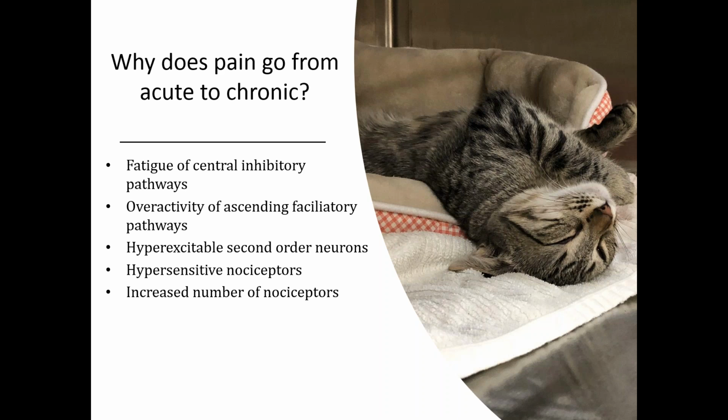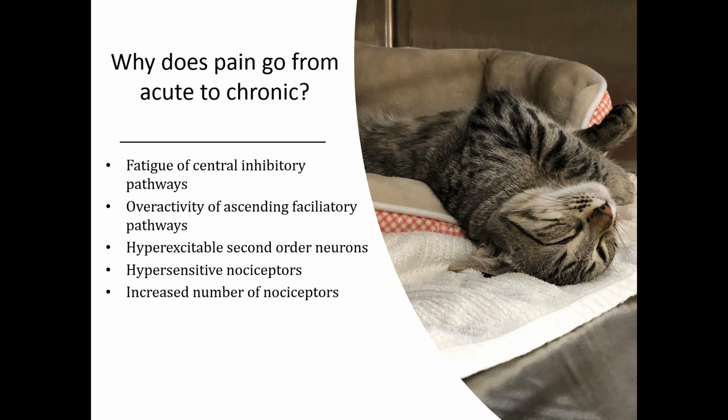And so why does this happen? One is there are these central inhibitory pathways, and those can be fatigued, and so they just stop working as well. So there's less of that inhibition coming down from above. And then on top of that, you can have overactivity of the ascending facilitatory pathways. So now you have less inhibition and more facilitation of that processing of pain. Some of the second order neurons and nociceptors can become hyperexcitable or hypersensitive. So what normally wouldn't trigger a painful response can now become extremely painful.